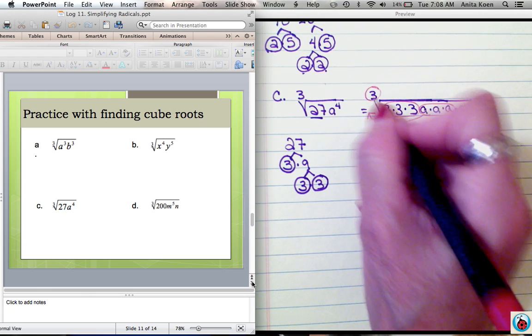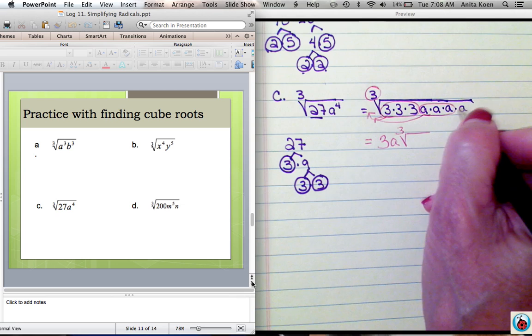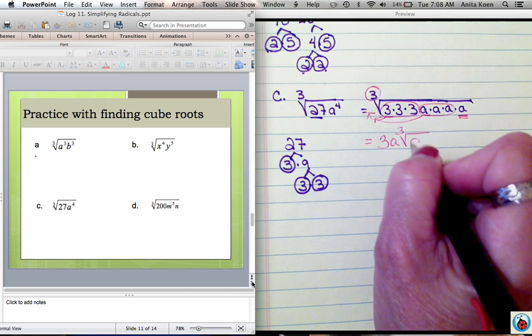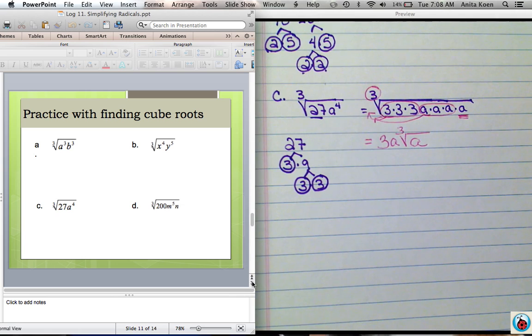And don't forget to bring this 3 down. The cube root of this little guy is left inside all by himself. So 3a times the cube root of a. I'd like for you to try letter D now. Pause the video and try letter D, and then we'll come back and work it together in class.